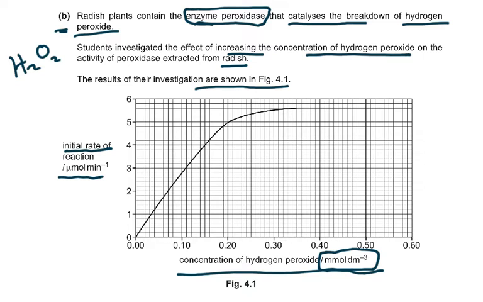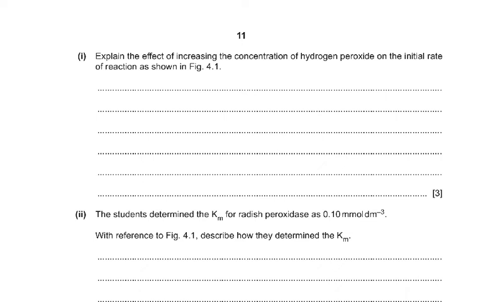The initial rate increases, but then the initial rate after this point becomes constant, and it is at these concentrations which you will read off here from the graph, in which it has become constant, but it is increasing, but then there's a sharp increase or then there's a gradual increase. Now part 1 of the question, explain the effect. Explain is biology, it's not describe. Explain the effect of increasing the concentration of hydrogen peroxide on the initial rate of reaction as shown in figure 4.1.